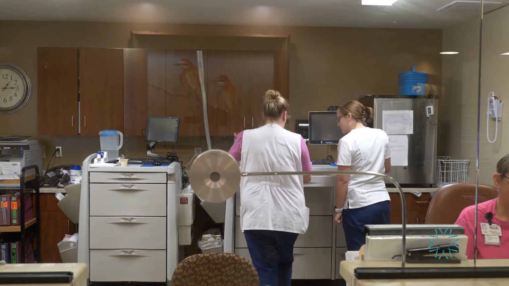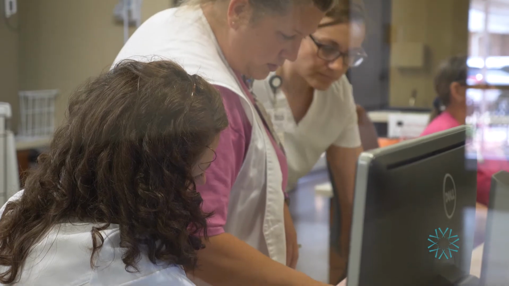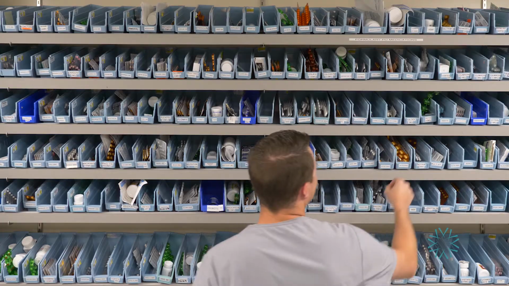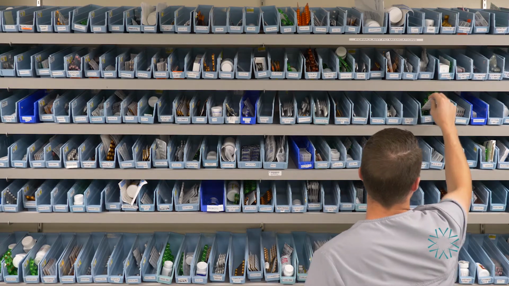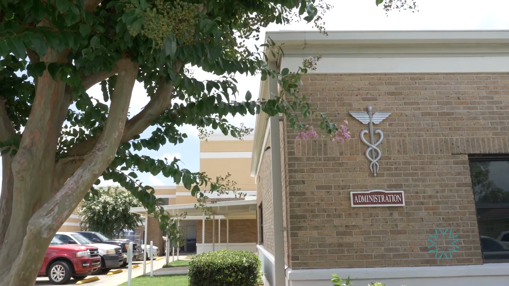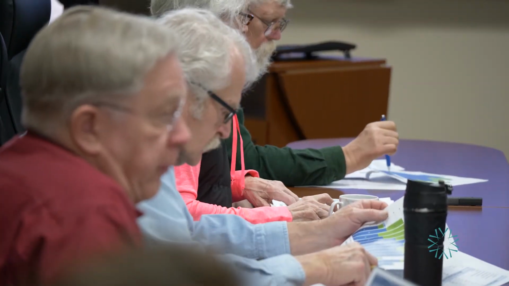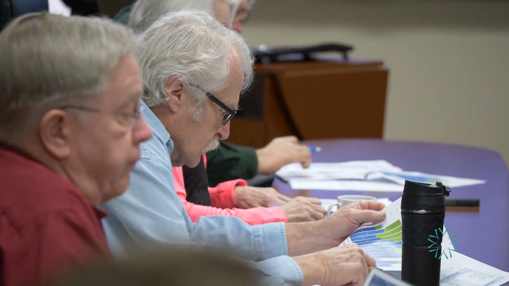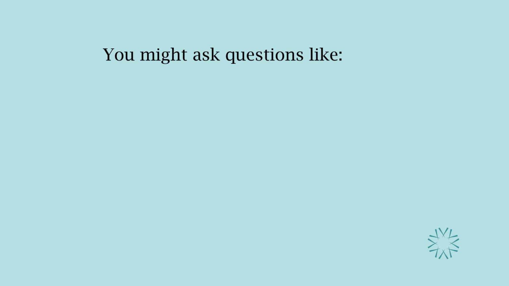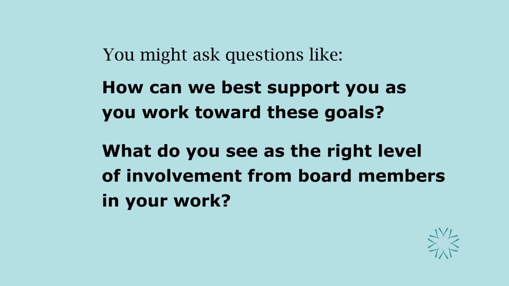Any expectation-setting conversation, whether between the board and CEO, or between a department manager and his or her staff, is most meaningful when approached as a collaborative conversation. When both parties have input into the final product, the person being delegated to often feels a stronger sense of accountability for outcomes. These conversations also provide an opportunity for you to ask your CEO about his or her expectations for you as board members. You might ask questions like, how can we best support you as you work toward these goals? And what do you see as the right level of involvement from board members in your work?